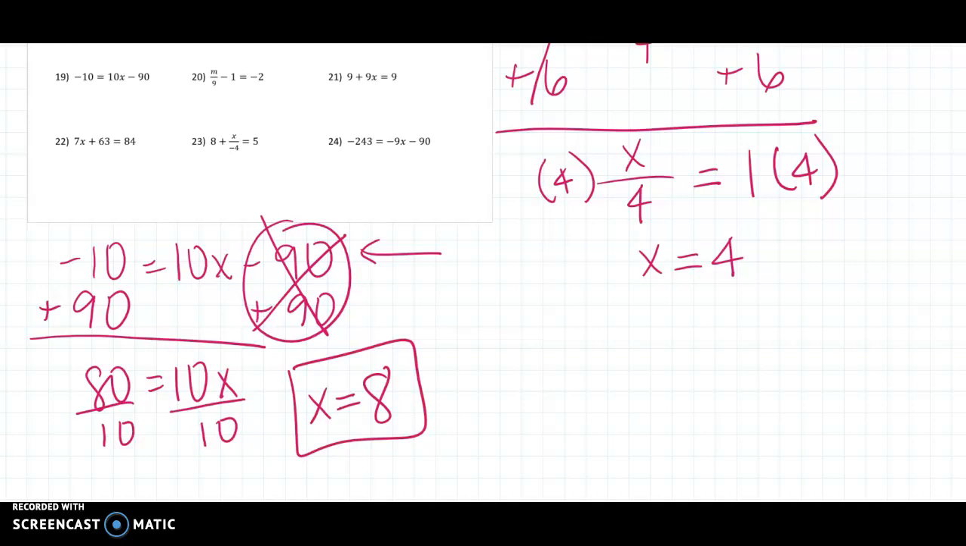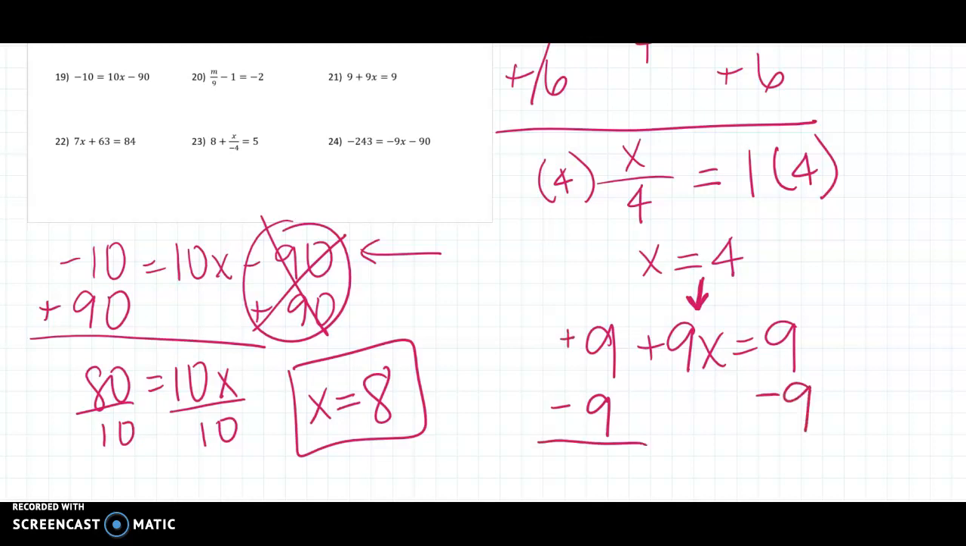Lastly, I want to take a look at number 21. 9 plus 9x equals 9. We want to isolate 9x and get him on the left-hand side by himself. So we need to subtract 9 from both sides. Notice this 9 right here is positive, so I need to subtract 9.